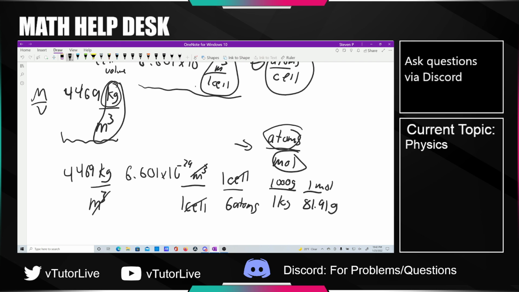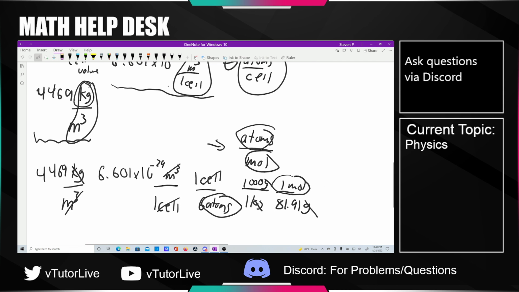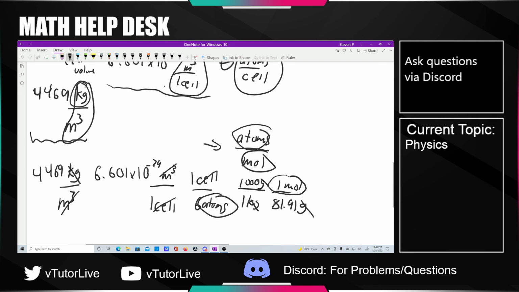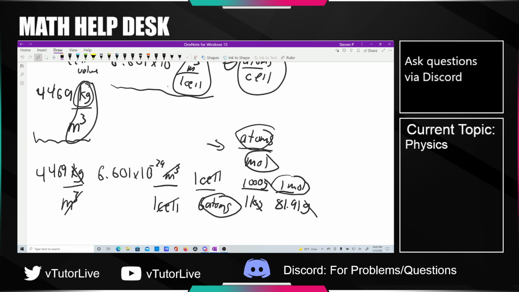So we should be able to get all the cancellation we want from this, grams, and end up with a value that's moles over atoms. Then you just have to flip that to get atoms per mole, which is Avogadro's number. Does that make sense? Okay. Yeah, that's basically it. I'll leave the end of the calculation to you. But this is the motivation for these problems. You can always just look at the units to figure out what you need to do next. That's the big takeaway.